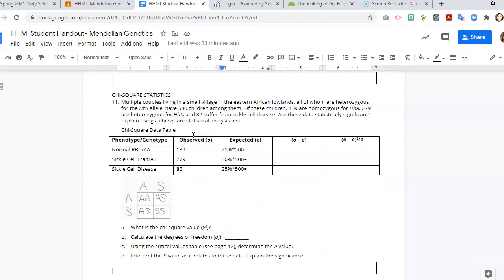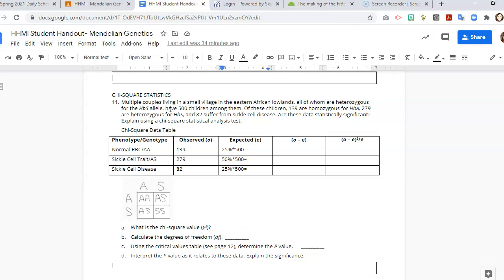All right, so if you're here, that means you are ready to learn about the chi-squared statistics of the sickle cell disease. So let's talk about a couple things here. Remember, the reason that we use a chi-square statistic is to help us calculate whether or not something was predicted or something else is acted upon.